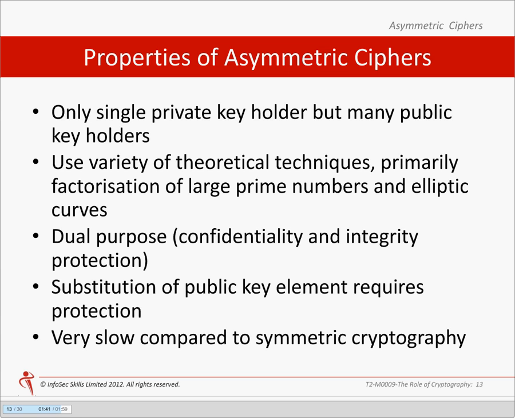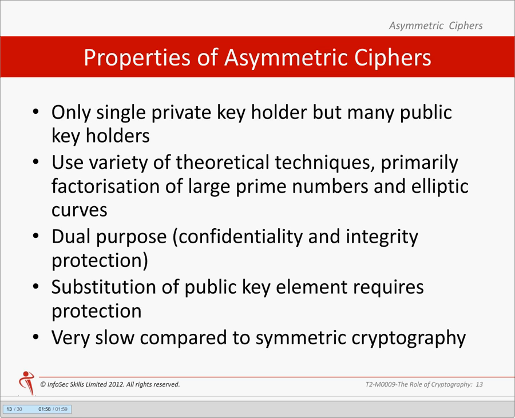Symmetric cryptography is quick in comparison to asymmetric cryptography. Hence, asymmetric ciphers are used for encrypting and decrypting small items of information, such as symmetric keys and message digests. Symmetric ciphers are then used to encrypt large data items.